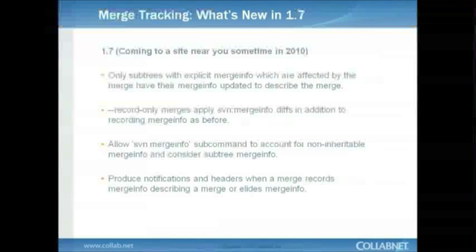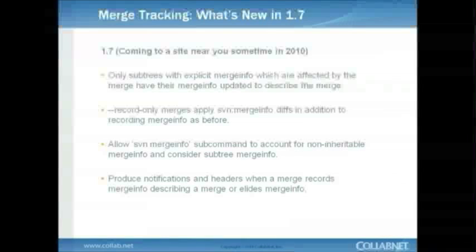Second, record-only merges will now apply any svn:mergeinfo property diffs from the merge source. What this means is that if you use record-only to record revisions that were themselves merges, the information is carried forward. Third, the svn mergeinfo subcommand will now have an option to take subtree merge info into consideration when reporting what has been merged or what has partially been merged to a given path. Previously, svn mergeinfo only looked at the explicit or inherited merge info of the target itself, and even if you had done subtree merges under it or incomplete merges, it just didn't care. It gave you a rather naive answer.